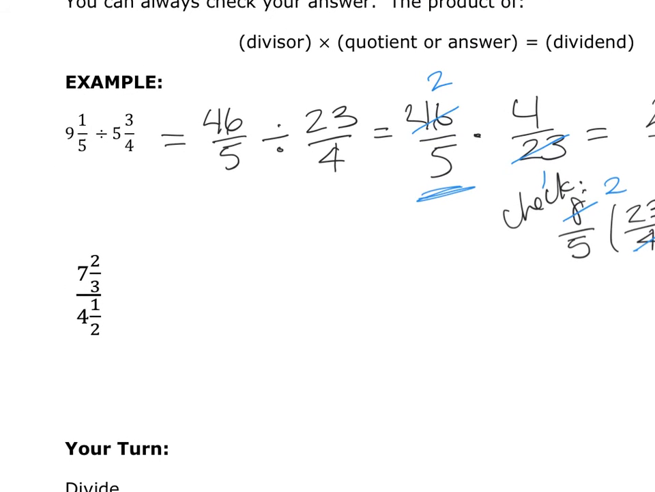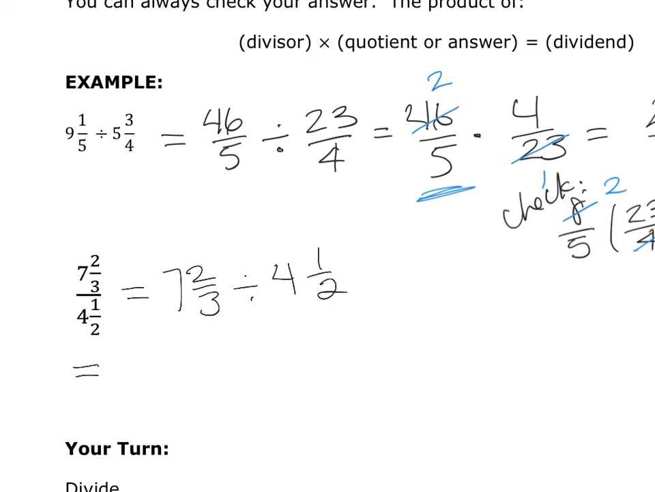Our second example is 7 2/3 divided by 4 1/2. I'm going to rewrite this to make it clear to me which one is the dividend and which one is the divisor, so I remember which is the one that gets inverted, or is the reciprocal. So I'm going to write this as 7 2/3 divided by 4 1/2.